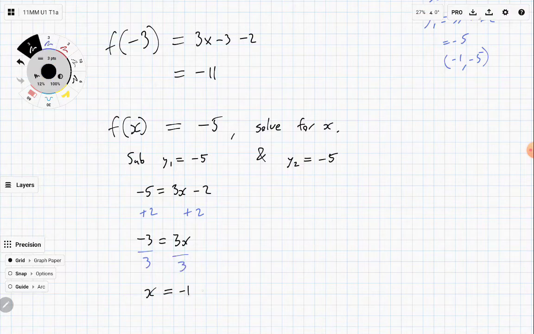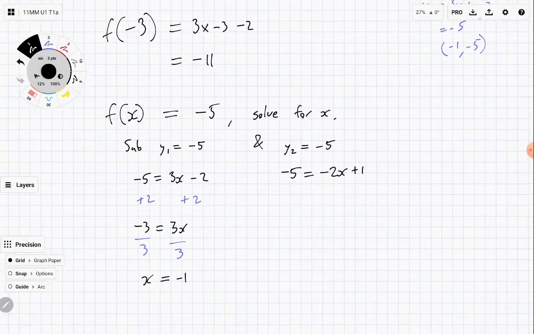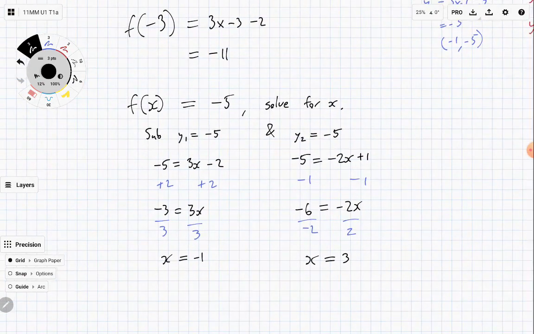Over here, we get negative 5 is equal to negative 2x plus 1. And we can take 1 from both sides. We get negative 6 is equal to negative 2x. And then we can divide both sides by negative 2. And we are left with x is equal to 3. And so these are the two solutions to when f of x is equal to negative 5.